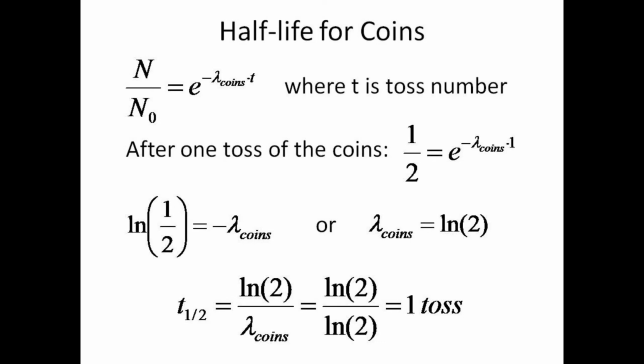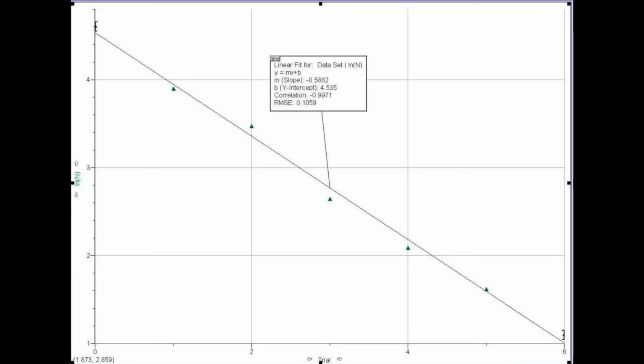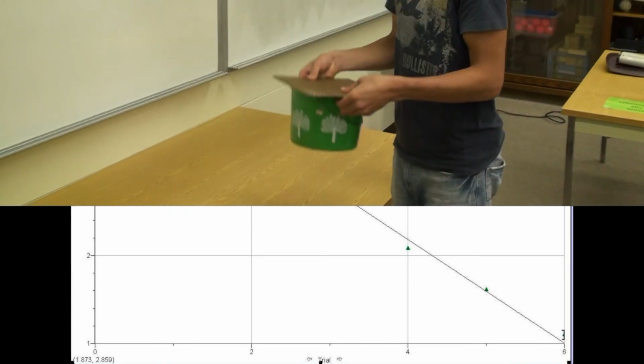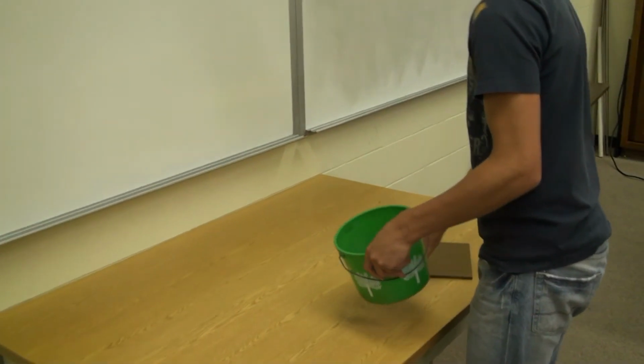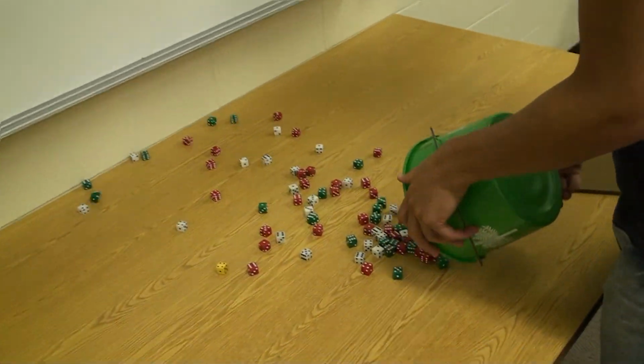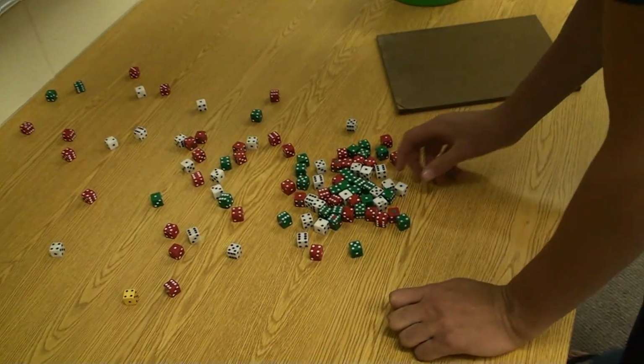Makes sense. Finally, plot the natural log of the numbers of coins versus trial number. The slope of the straight line should be lambda, that is, the log of 2. For the dice, we remove all the dice that come up with a single dot.